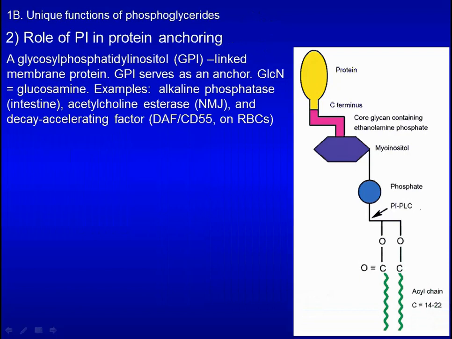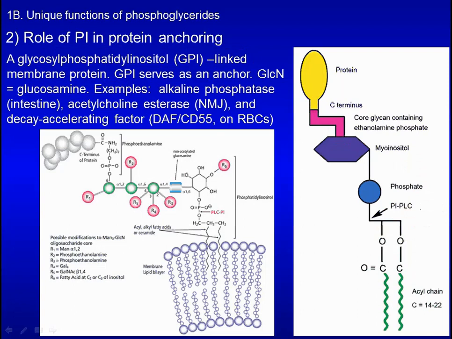Some proteins can be tethered to the cell membrane. Here is a protein. It is first attached to a sugar chain through phosphoryl ethanolamine, which is then tethered to the cell membrane through phosphatidylinositol. This type of link that tethers a protein to the membrane is called glycosylphosphatidylinositol linked or GPI linked.